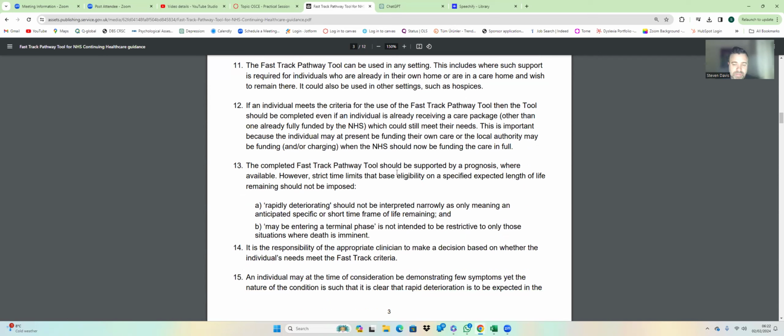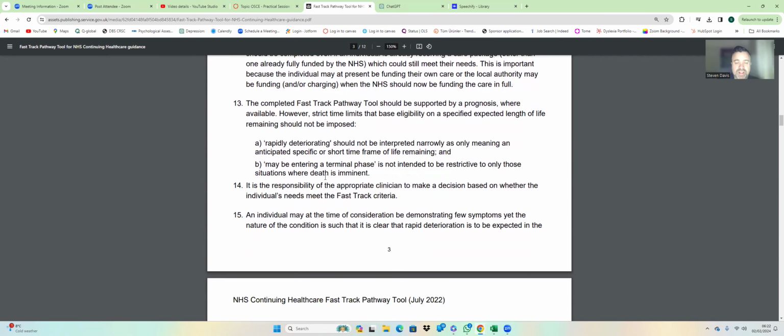The completed fast track pathway tool should be supported by prognosis where available. So again, we need the diagnosis and the evidence to support the fast track pathway. And again, this should clearly show or state the rapid deterioration and some kind of anticipated end of life judgment there. The fact that they may be entering the terminal phase is not intended to be restrictive.